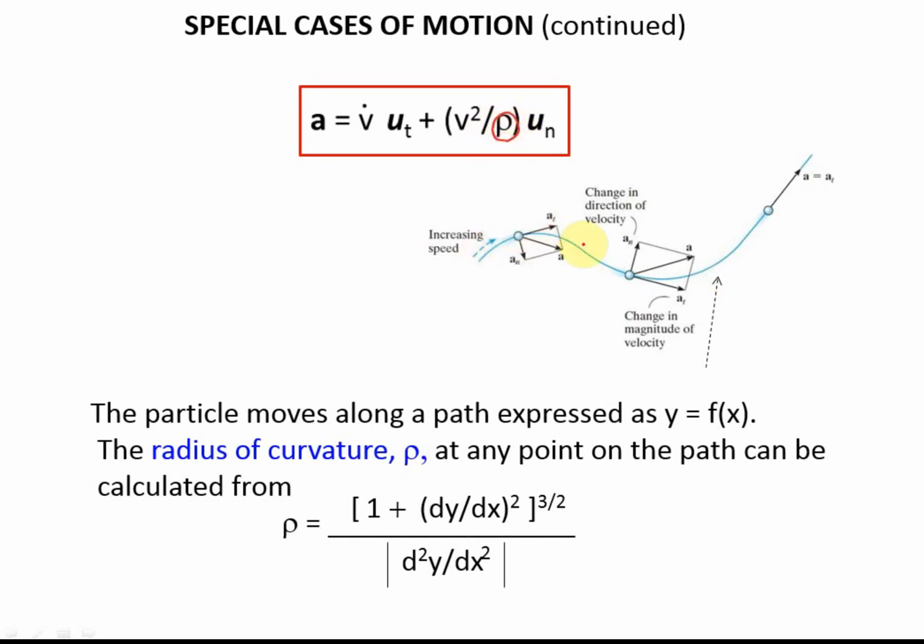Let's say this is a curved path, okay, and this curved path has a function of y. For example, the curved path can be expressed as y equals f(x). So that means as x changes, your y value changes. So if we can define any curved path in this form, then the radius of curvature rho at any point on the path can be calculated from this equation. Okay, so this is the derivative of y with respect to x, and this is the second derivative. As long as you know the results of the derivatives, then you can get rho mathematically.